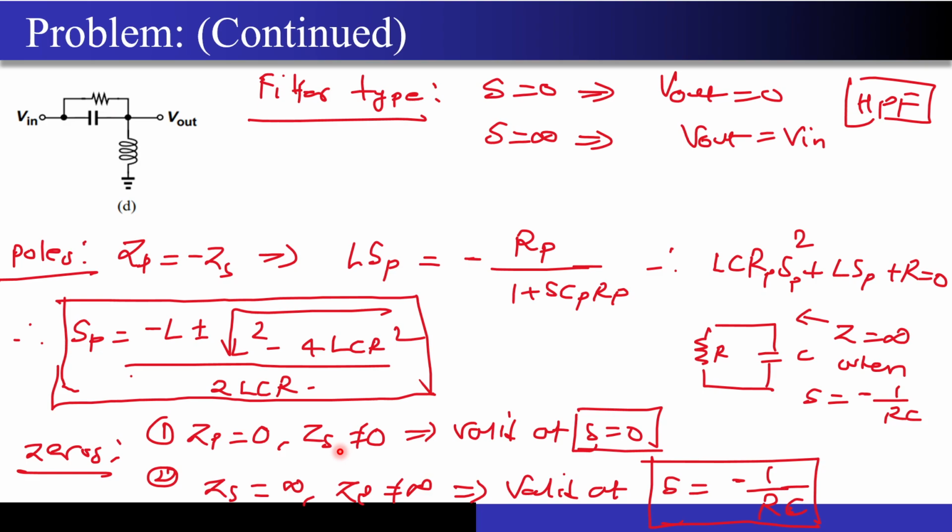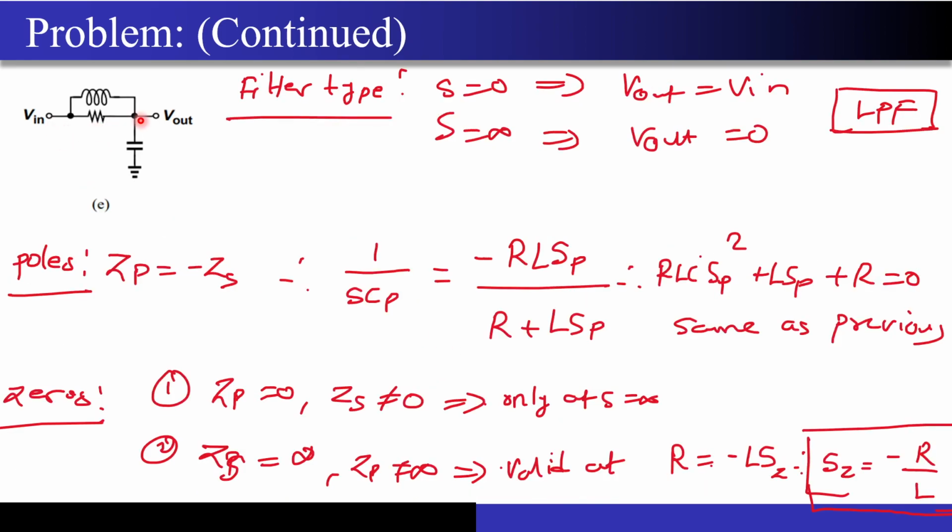So when can that happen? The impedance of this path, that is 1 upon SC, has to be equal to negative of this R. That is how you get the zero, that is S equal to minus 1 upon RC. Correct? So you have two poles and two zeros in this particular circuit. Now let's try with this particular circuit. If you put S equal to 0, your V in and V out are directly shorted. The capacitor acts as an open circuit, so your V out equals V in. If you put S equal to infinity, your capacitor will act as a short to the ground, and now your V out will be shorted to the ground.